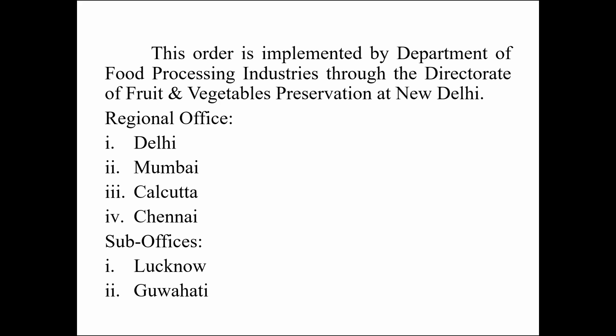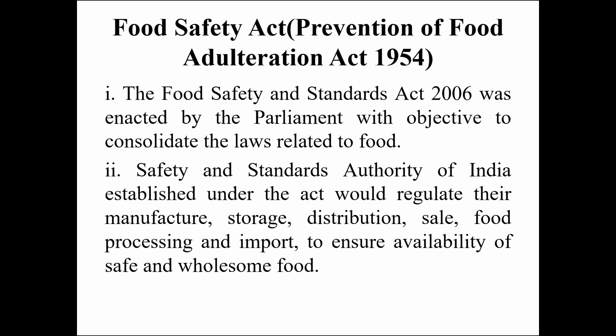This order is implemented by the Department of Food Processing Industries through the Directorate of Fruit and Vegetables Preservation at New Delhi. The Directorate has 4 regional offices located at New Delhi, Mumbai, Kolkata, Chennai, as well as sub-offices at Lucknow and Guwahati. These officials of the Directorate undertake inspections of the manufacturing units and draw random samples of products from the manufacturers and markets.